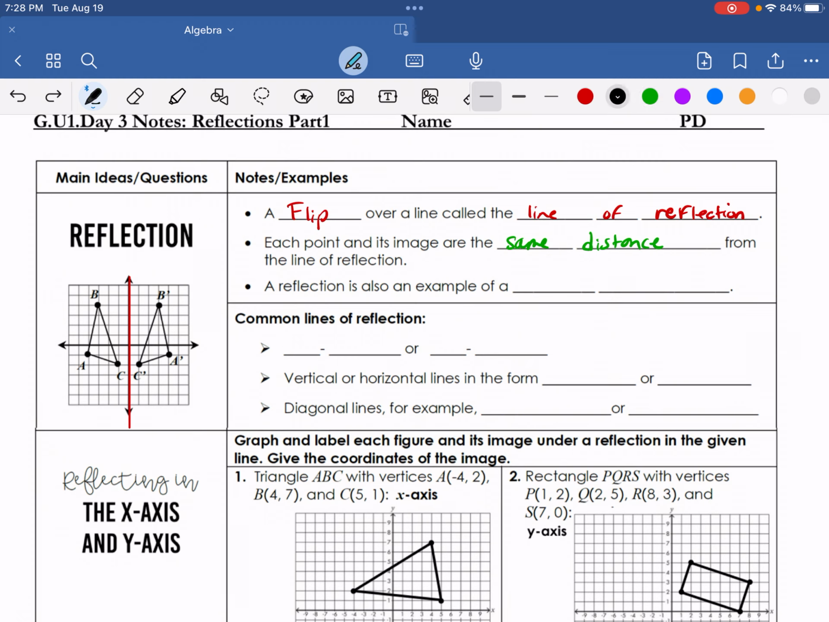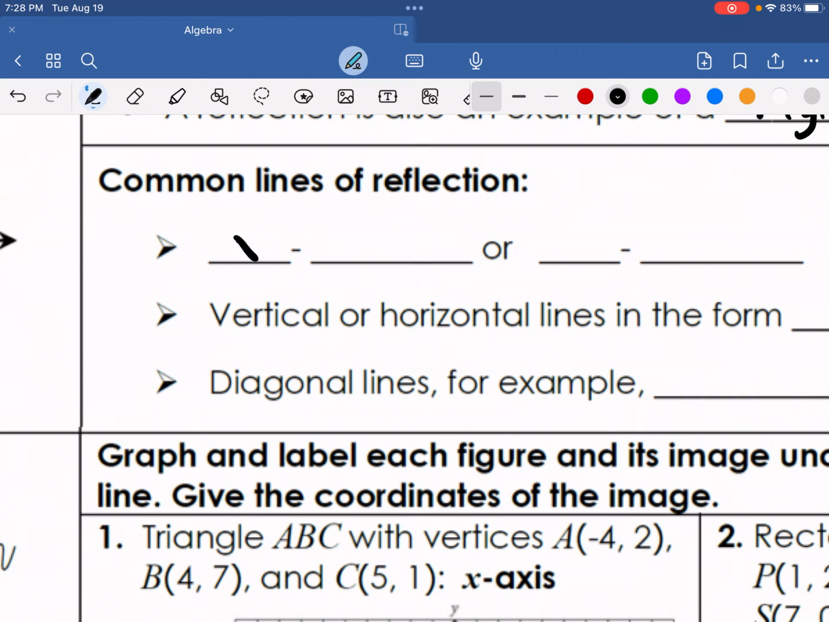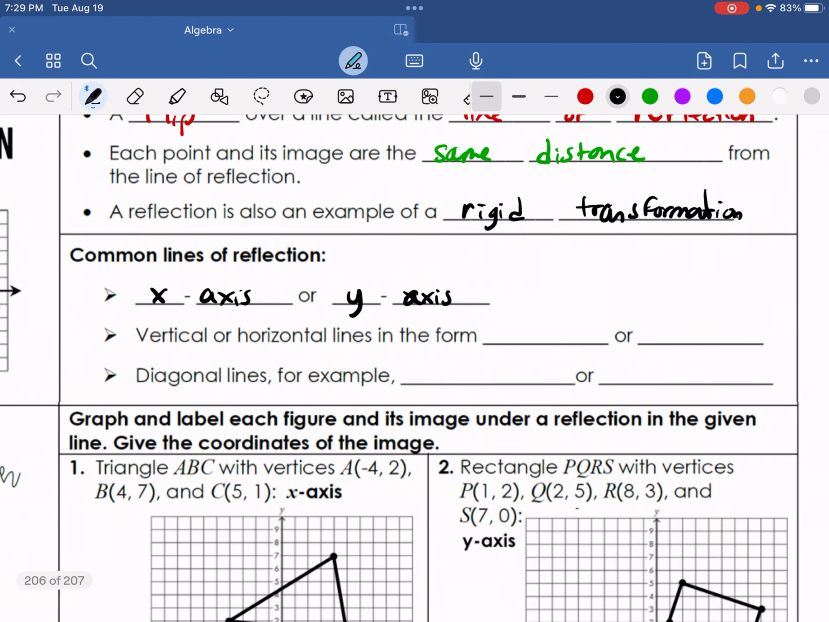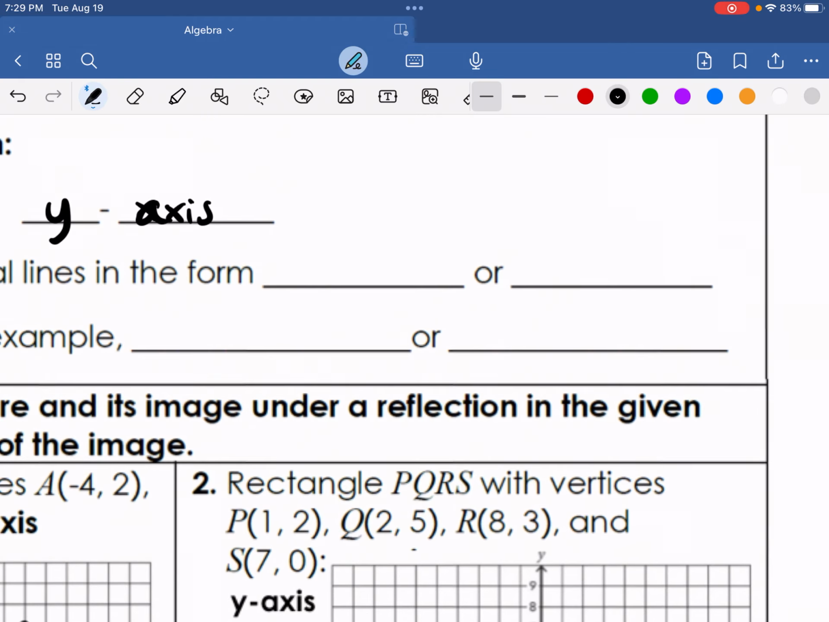A reflection is also an example of a rigid transformation. Rigid means that the shape stays the same shape and size. There's also non-rigid, where they change size. Common lines of reflection are the x-axis. So we're going to flip it over the x-axis or the y-axis, or vertical or horizontal lines in the form of equations. If you want to make a vertical line or a horizontal line, that's an equation.